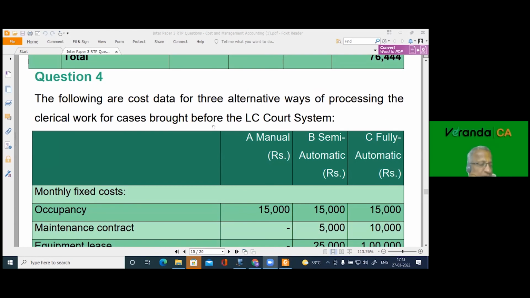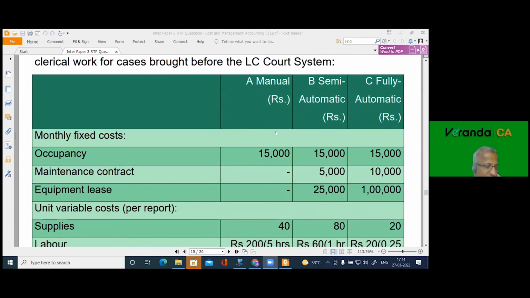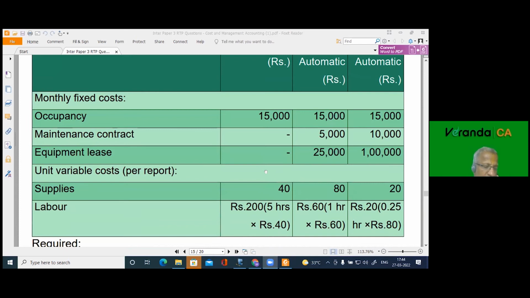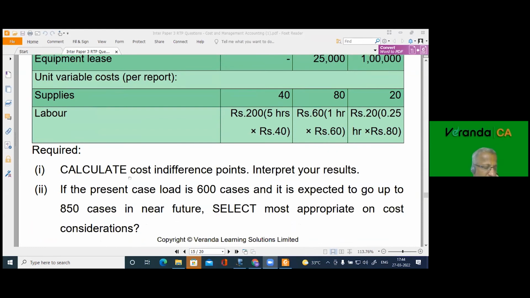Question number 4: the following are the cost data for 3 alternative ways of processing clerical work for cases brought before the court system: manual, semi-automatic, and fully automatic. They have given the monthly fixed occupancy, maintenance cost, and equipment fees, and they have provided the variable cost for supplies and labor, and we are expected to calculate indifference points and interpret the results. If the present case load is 600 pages and is expected to go up to 850 in the near future, select the most appropriate system on cost consideration basis.